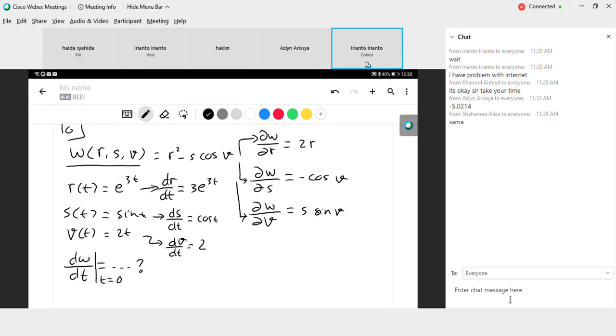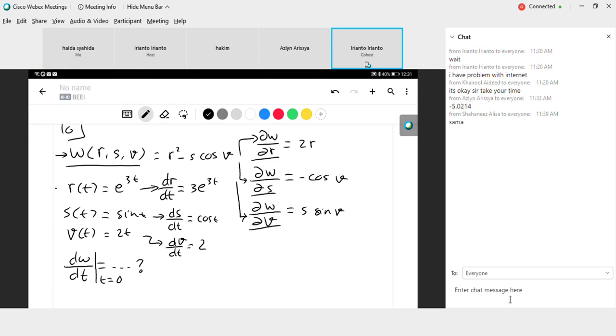Please, whenever you can, especially if you take a master's degree, or maybe you want to take a PhD, this notation is very important. Look, W has three variables, R, S, V. When I find the first derivative, I'm not writing d, but I'm writing delta W, delta R, delta W, delta S, delta W, delta V.